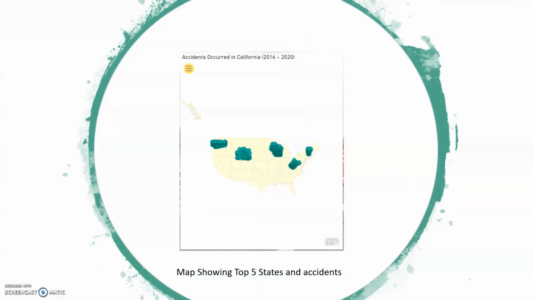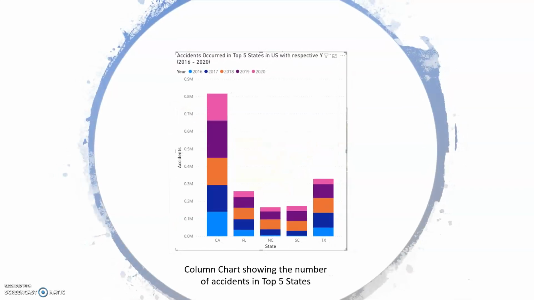So in Power BI, I created a map which shows the top 5 states in the US with the highest number of accidents. This is linked with the column chart which I created right here. So we got the top 5 states with the accidents. We got the years 2016 to 2020. Different years are referred to by different colors, and these charts are all there.